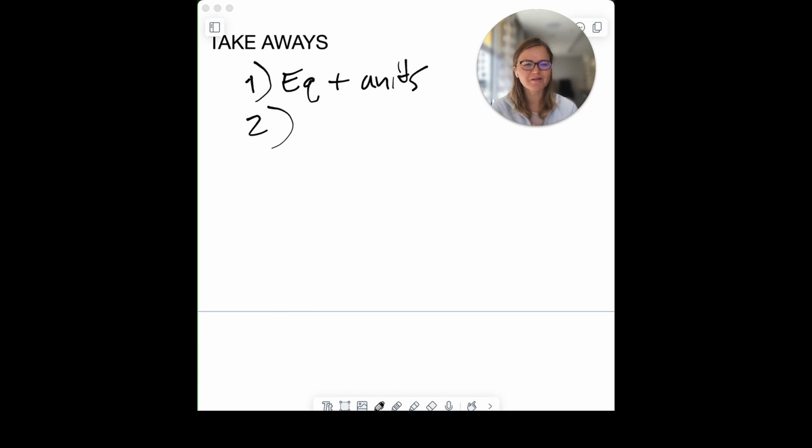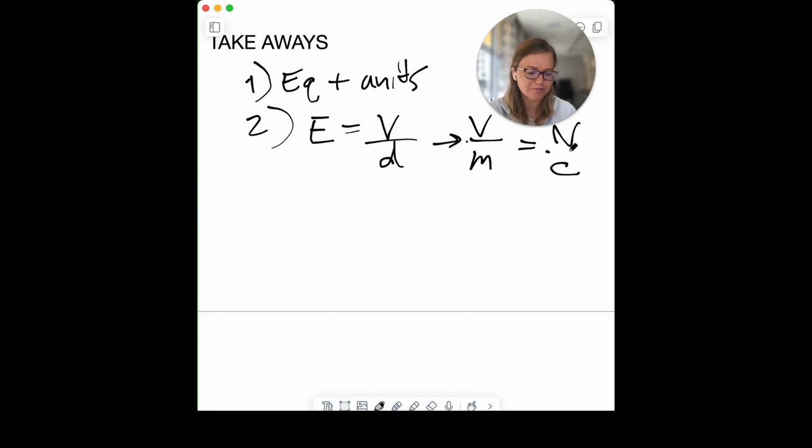Our second takeaway was the specific equation for a uniform electric field between 2 plates or electrodes. And that's going to be capital E for our electric field is equal to capital V, or our voltage across the plates, divided by the distance between the plates. And related to that, we learned what our units are for this, right? We learned that this electric field can be measured in volts per meter, or that's equivalent to newtons per coulomb. In other words, we found that 167 volts per meter is equal to 167 newtons per coulomb.